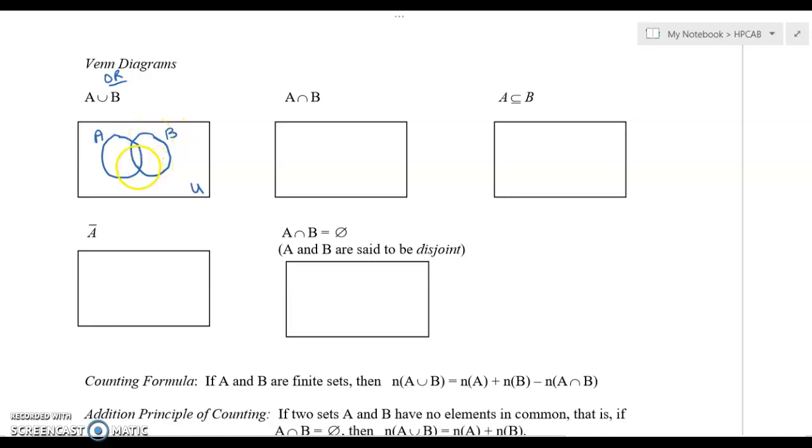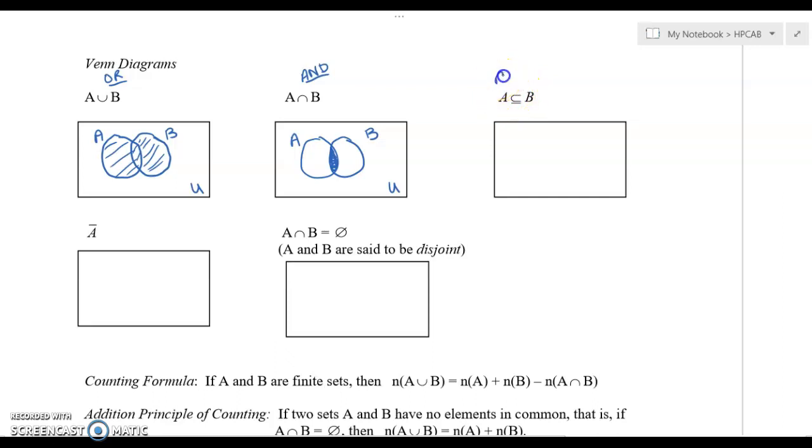And when it's A or B, that means anything that's part of A or anything that's part of B or part of both A and B will be part of the solution. So I'm shading in this whole thing. This is A intersect B. This is known as kind of like AND. So it's what do they have in common? If this rectangle represents the universal set, and we have A and B, once again, kind of overlapping, what they have in common would just be this section in the middle, because that's the only place where they overlap. That's the only thing they're going to have in common.